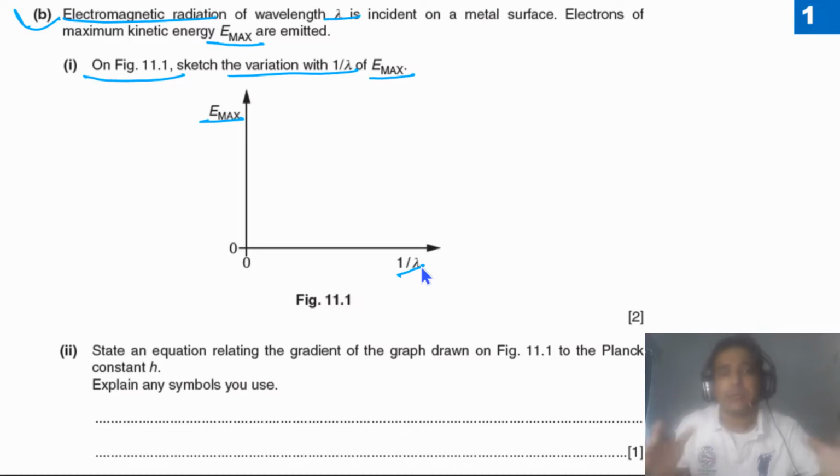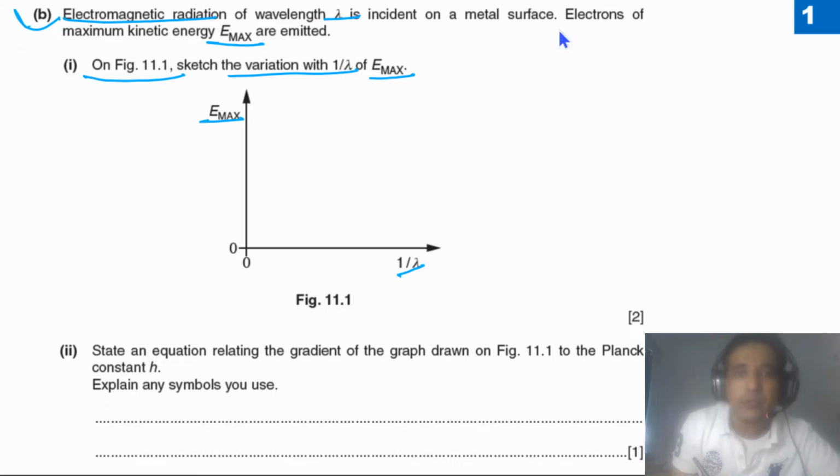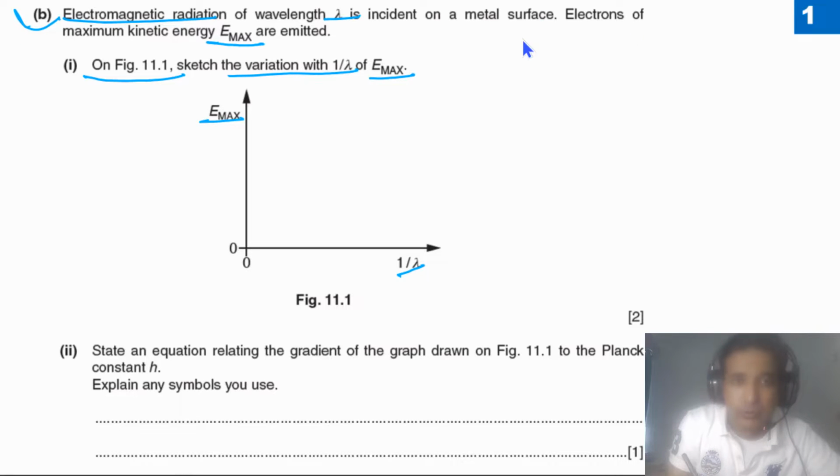So for this question, now the question is where to start. You need to find the relationship between Emax, meaning kinetic energy maximum, and 1 over lambda. For this purpose you have to use Einstein's photoelectric effect equation, and this equation is the fundamental equation for this whole chapter, so it's a very important one. So you need to understand the energy of the incoming photon.